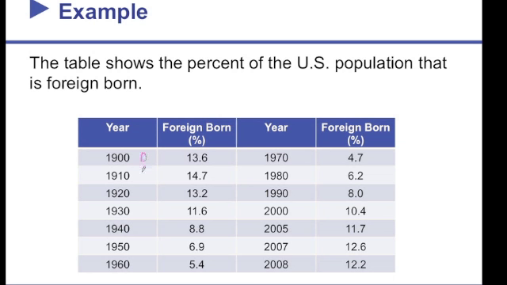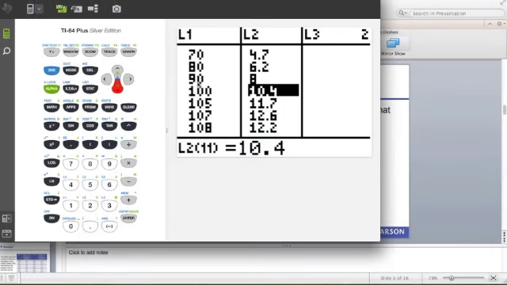So this will be 0, 10, 20, 30, 40, 50, 60, 70, 80, 90, 100, 105, 107, and 108. We'll have to remember those and use these as foreign born. So now we have all the data entered.